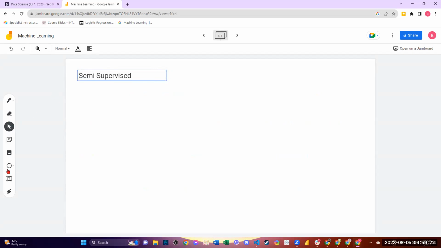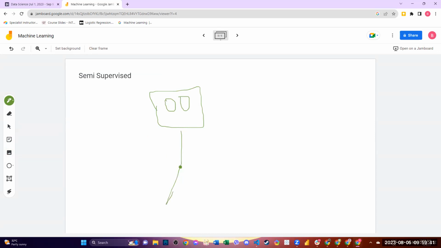So for semi-supervised, the robot is also provided facts. What's the color that I'm using? The robot is provided with facts.